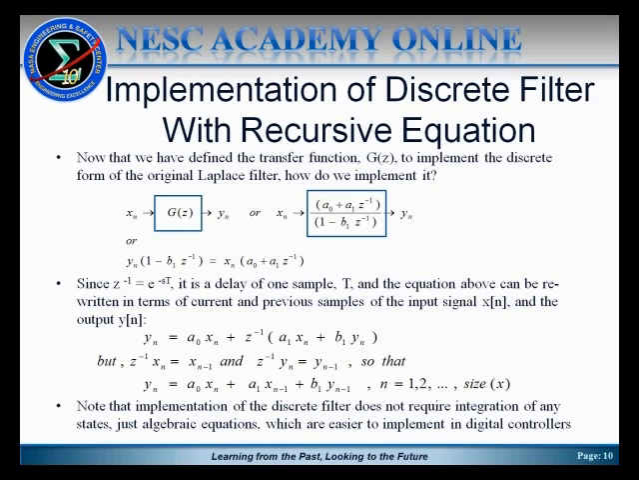And so note that this implementation of the discrete filter now does not require any integration of any states. It's just algebraic equations, which are easier to implement in digital controllers. But you still have the memory, if you want to call it that, that an integration gives you, and that is those previous states. The x sub n minus 1 and y sub n minus 1, those obviously must be saved. You have to save the previous values of those states, and those past values are analogous to what an integrator does. It just remembers how you got to where you are. So you haven't really done away with the integrations, you just made it easier to implement, in that you're doing it now with just algebraic equations.